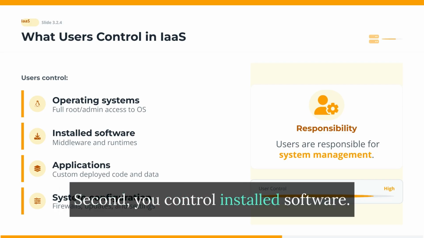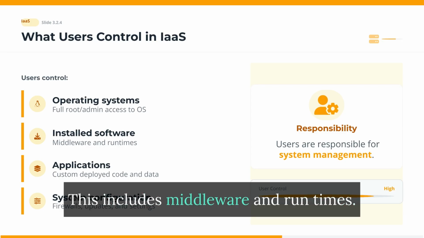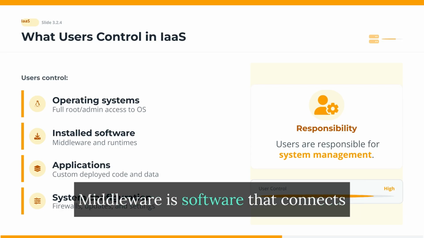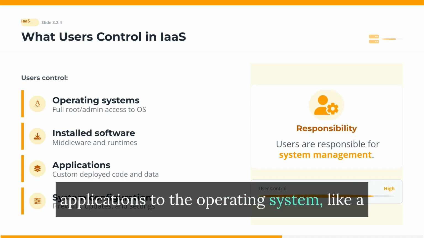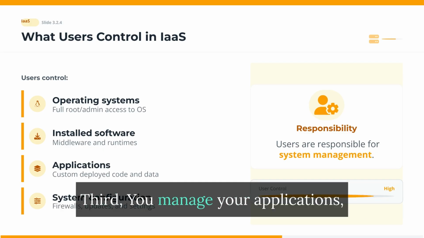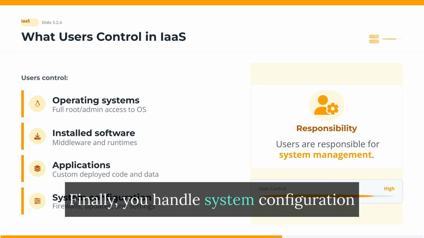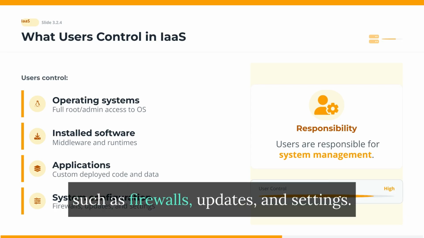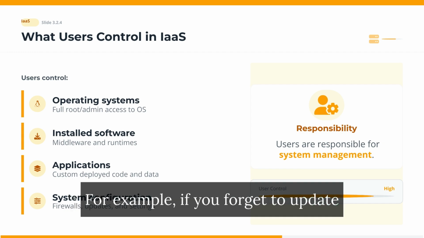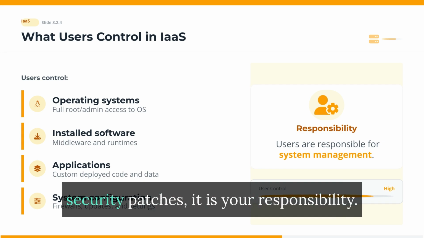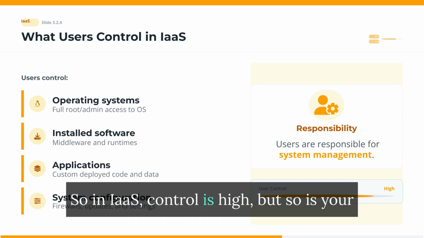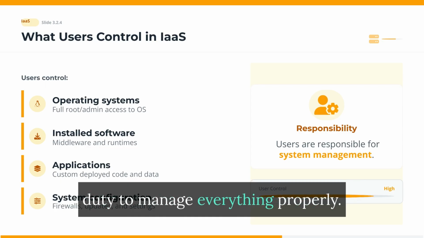Second, you control installed software. This includes middleware and runtimes. Middleware is software that connects applications to the operating system, like a web server. Third, you manage your applications, including your own code and data. Finally, you handle system configuration, such as firewalls, updates, and settings. For example, if you forget to update security patches, it is your responsibility. So in IaaS, control is high, but so is your duty to manage everything properly.